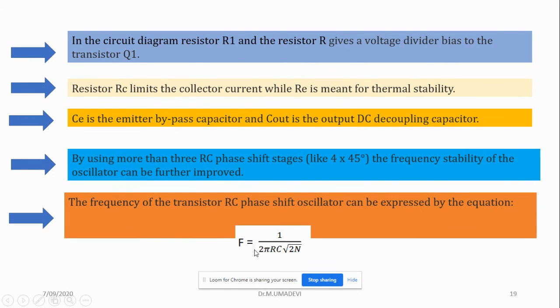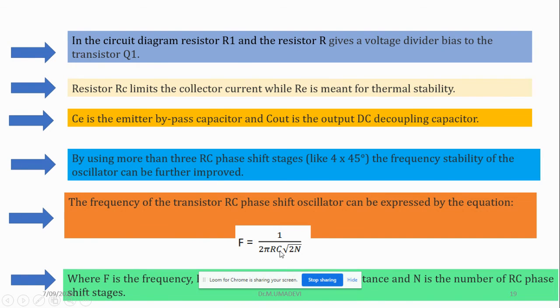Then the frequency is given by the formula 1 divided by 2 pi RC root of 2N. R is the resistance and C is the capacitance. N is the number of RC phase shift stages. Suppose if you are using 2 stages, we have to substitute 2 here. If you are using 3, we have to use 3. Similarly, if you are using 4, we have to substitute 4 here.